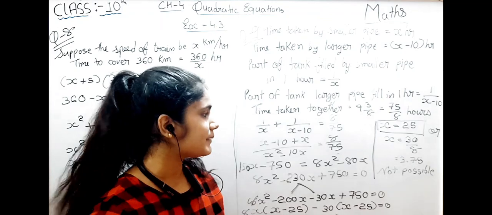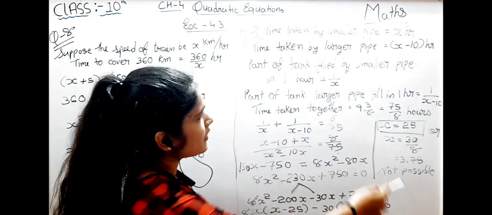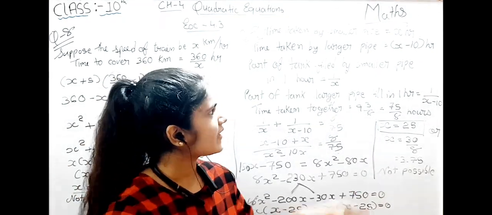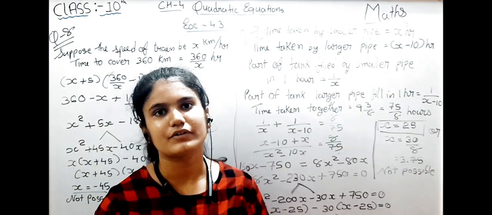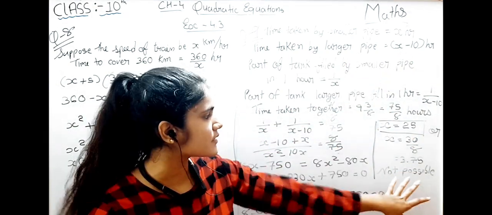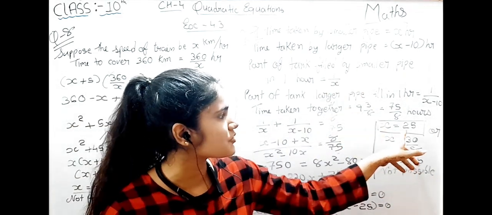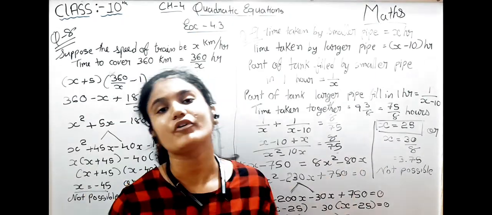x is equal to 30 by 8, which is equal to 3.75 hours. So if the time taken by the smaller pipe is 3.75 hours, then the time taken by the larger pipe will be in negative hours, and time cannot be negative, so it is logically not possible. So time taken by the smaller pipe is equal to 25 hours and time taken by the larger pipe is equal to 15 hours.